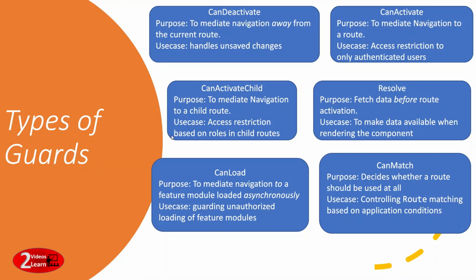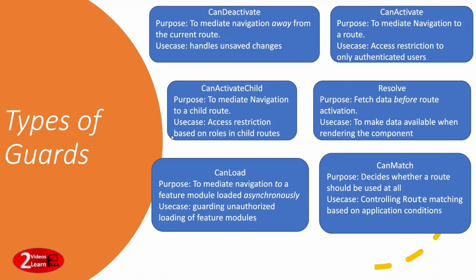Then we have a resolve guard, and the purpose is to fetch data before the route activation. There might be scenarios where, during component rendering itself, we have to have the data loaded. In that case, we can use the resolve guard. Then we have the canLoad guard, and the purpose is to mediate the navigation to a feature module which is loaded asynchronously. The canActivate guard restricts the route, but even then the module is getting loaded. If you want to restrict the module loading, we can use the canLoad guard.